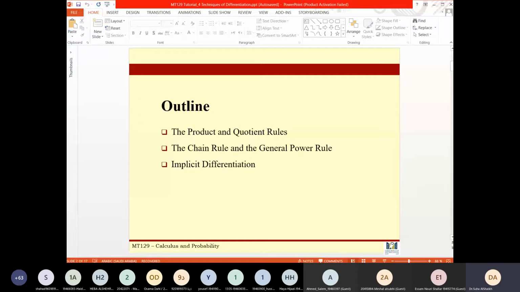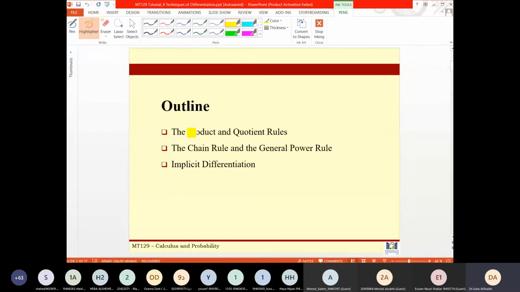The things that we're going to talk about are what we call the product rule and the quotient rule. A product is when we have two functions multiplied, and a quotient is when we have a division of two functions. We will talk about the chain rule, which is the case of a function inside a function. When I have a function f of x and inside it I have another function g of x, how can I find the derivative of this function?